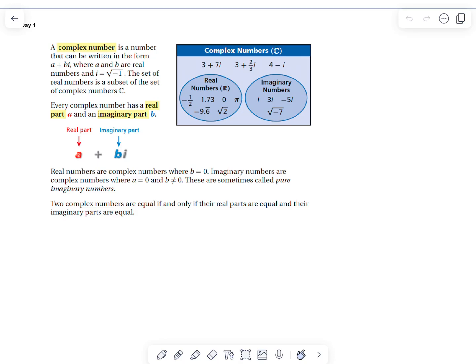All right, this topic is on complex numbers. A complex number can be written in the form a plus bi, where a and b are real numbers. Remember that i represents the square root of -1. So when we write a complex number, we have a plus bi, where a represents the real part and b represents the imaginary part. You can see in the chart here, we have real numbers, imaginary numbers, and then outside that are our complex numbers.